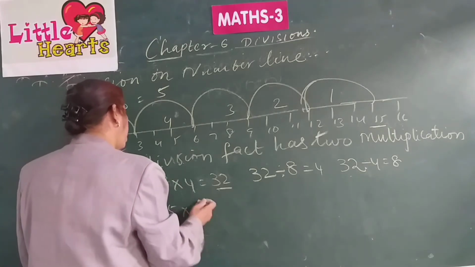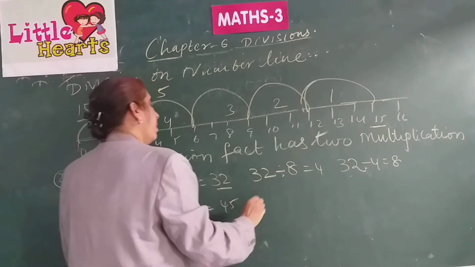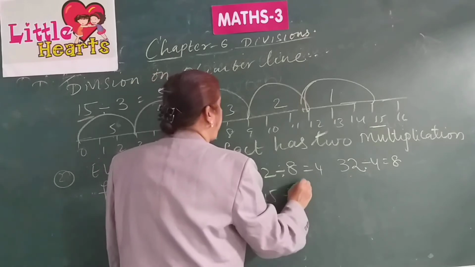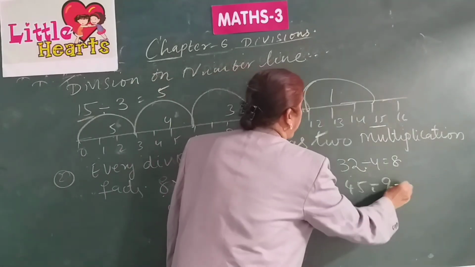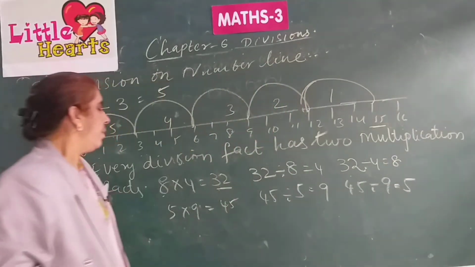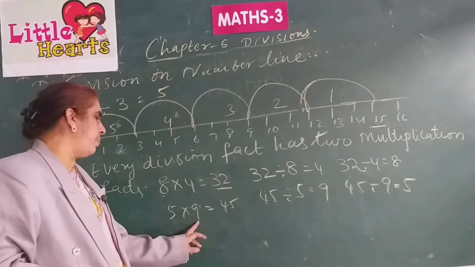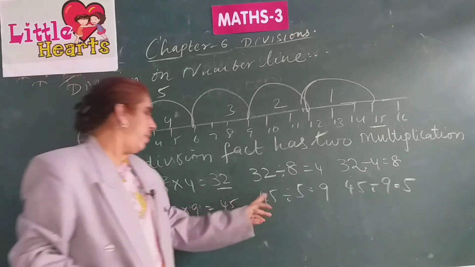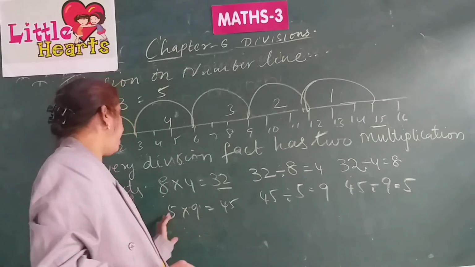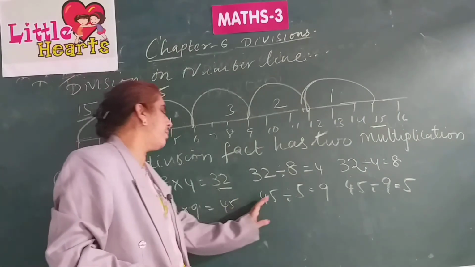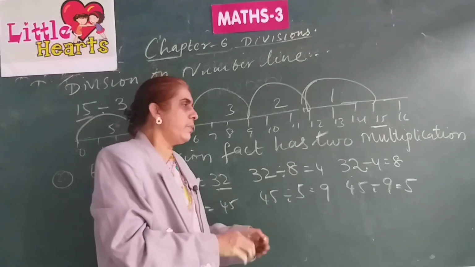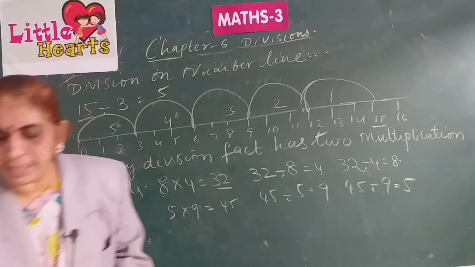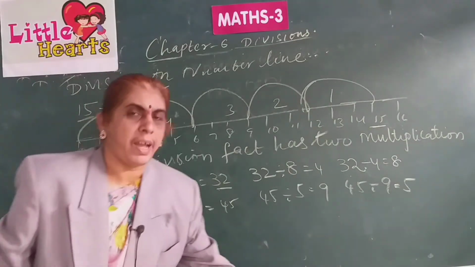Five nines are 45. 45 divided by 5 equals 9. 45 divided by 9 equals 5. When this becomes the divisor, this becomes the quotient, and when this becomes the divisor, this becomes the quotient. The dividend is divided by both the factors, 5 and 9. In this way, two multiplication facts can be written from a division fact.